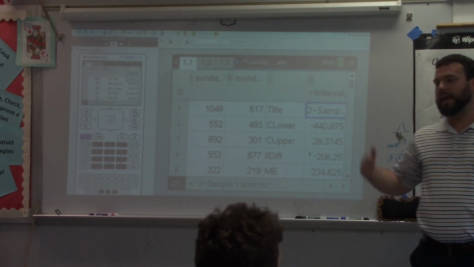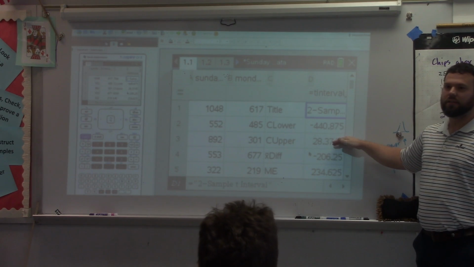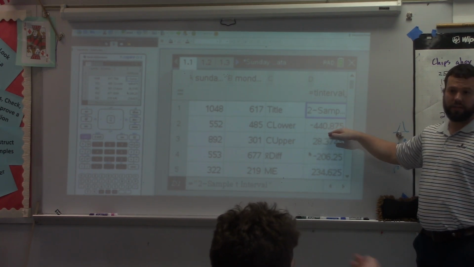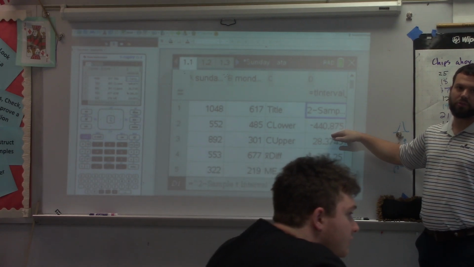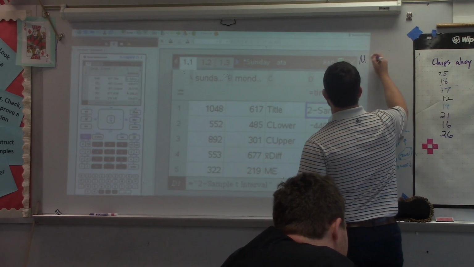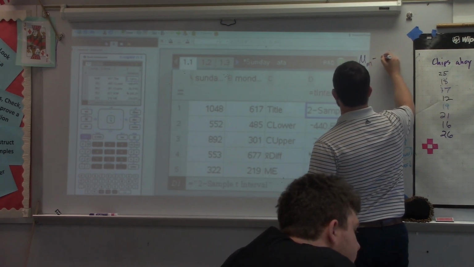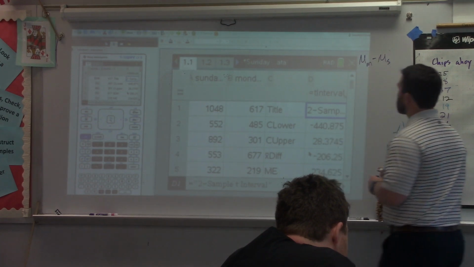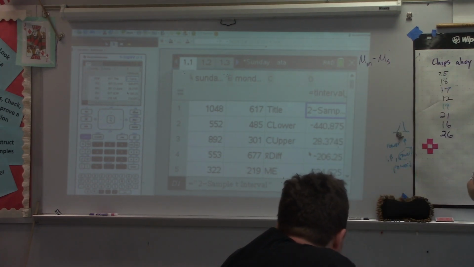Because there's a negative and a positive, so there's a possibility, even plausible value of zero included. What we did is we calculated an interval for the mean of Monday minus the mean of Sunday, okay? And so there's a value of zero in there.